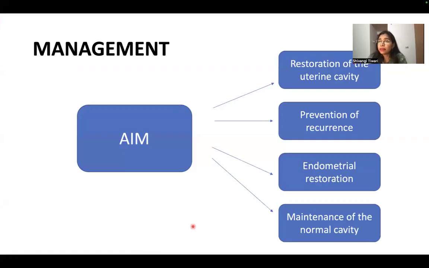Now, moving towards the management of intrauterine adhesions, aim. Our main aim of management is we have to restore the uterine cavity. We can't restore the entire uterine cavity exactly as before, but as much as possible we have to restore the uterine cavity. We have to prevent its recurrence. We have to do the endometrial restoration, and we have to maintain that normal cavity.